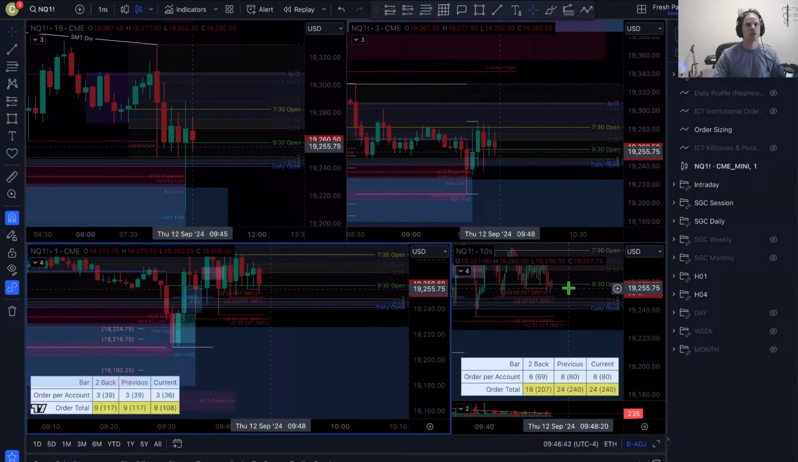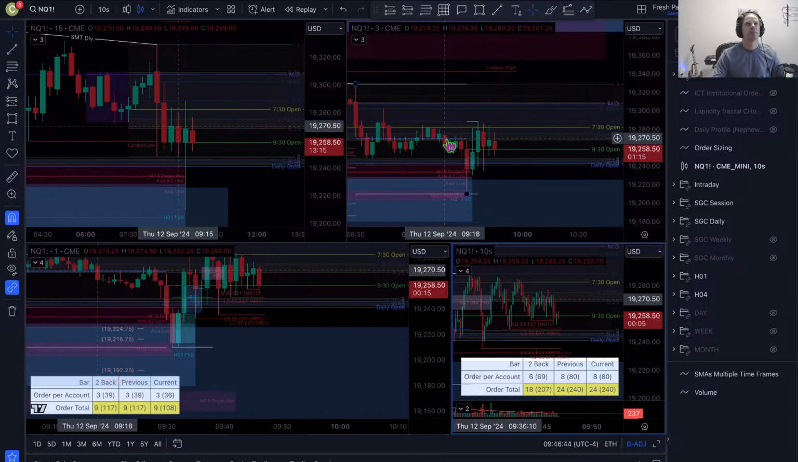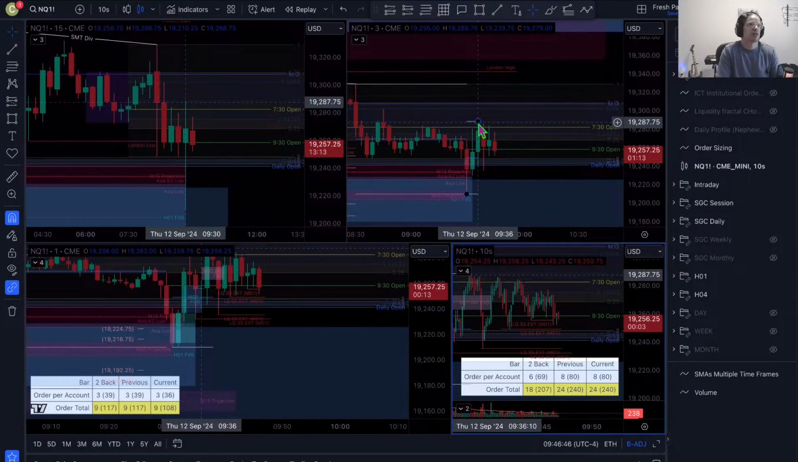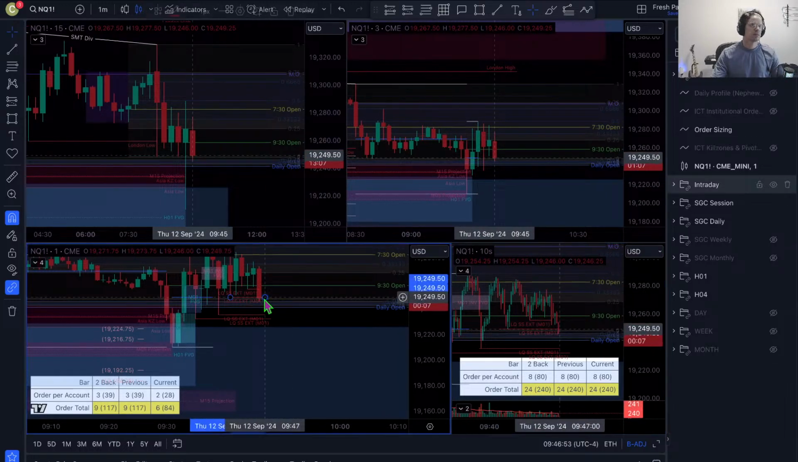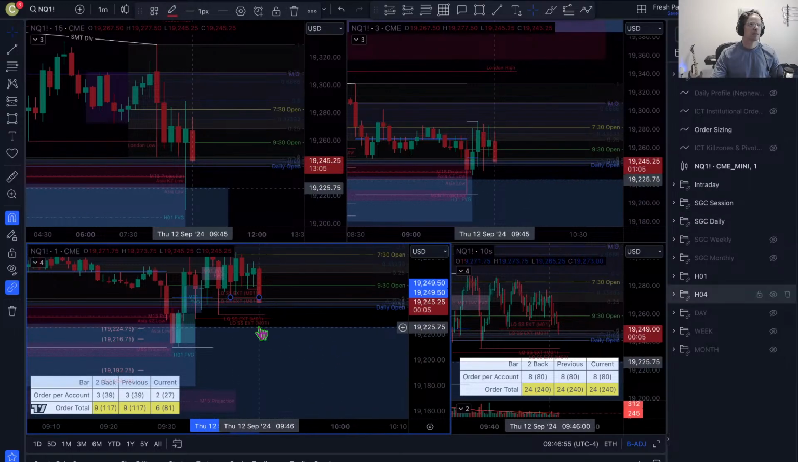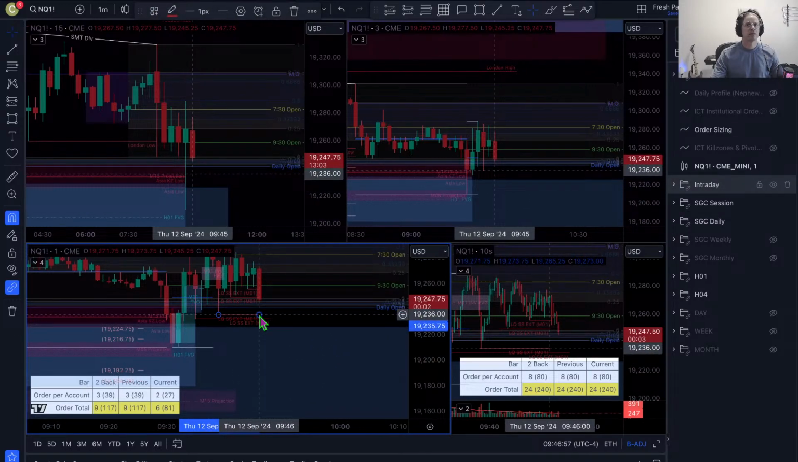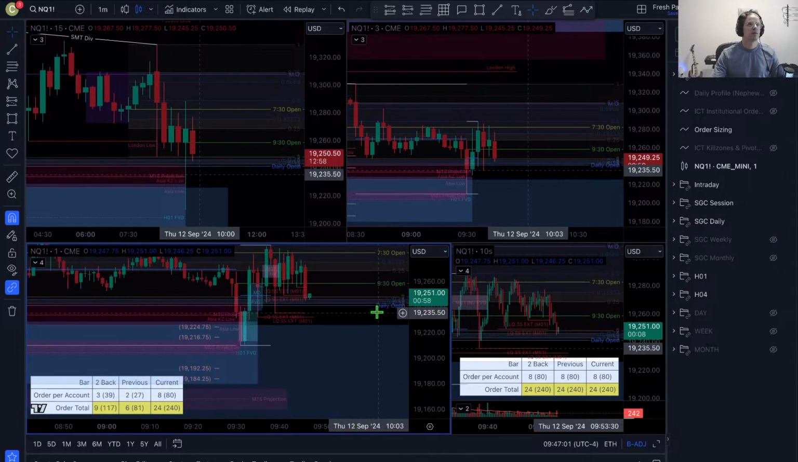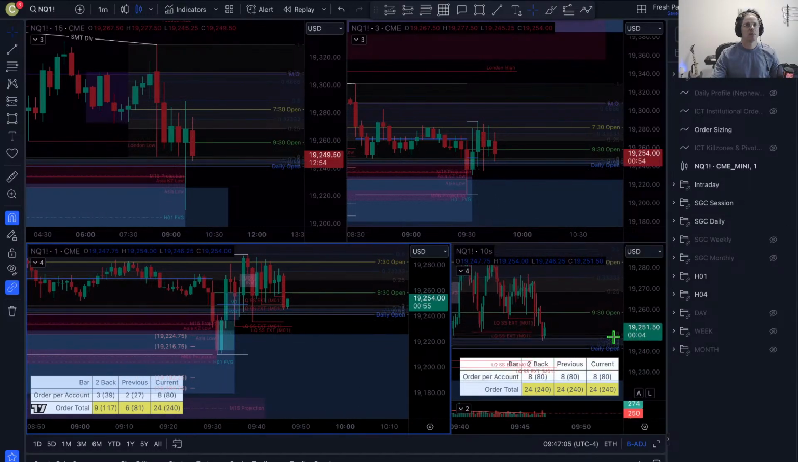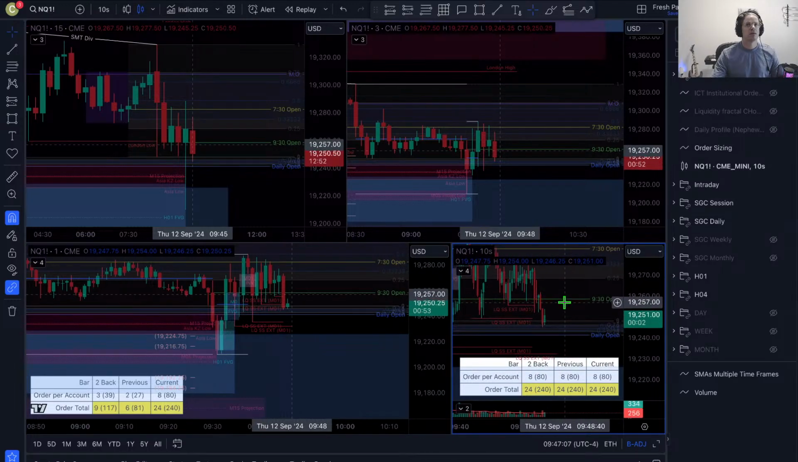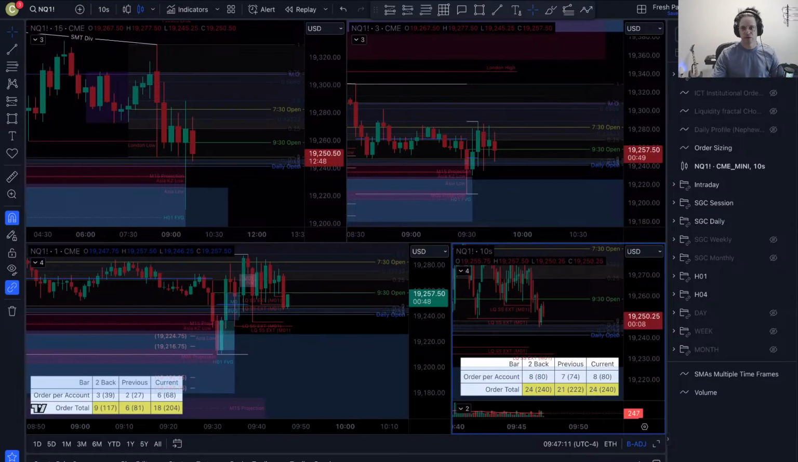Haven't had reversal off of that. We're just failing to displace above the 730, which makes me hesitant on this. It's a pretty down candle right there. See if that gives a good reversal off of that. That does right there.